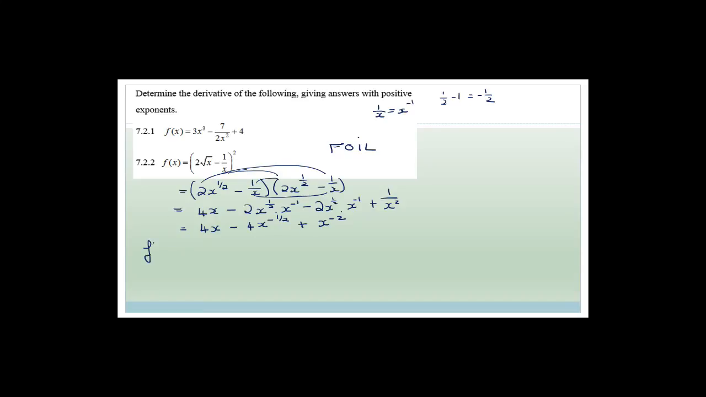Now we can differentiate. So f dashed of x is equal to 4 minus 4 times negative a half, x to the minus a half minus 1, plus minus 2x to the negative 3. Let me explain. The minus a half goes to the front, then you go minus a half minus 1. And minus 2 goes to the front, and minus 2 minus 1 is minus 3. So this becomes 4, minus times a minus is a plus, 2 cancels with the 4 to become 2, x to the negative 3 over 2.